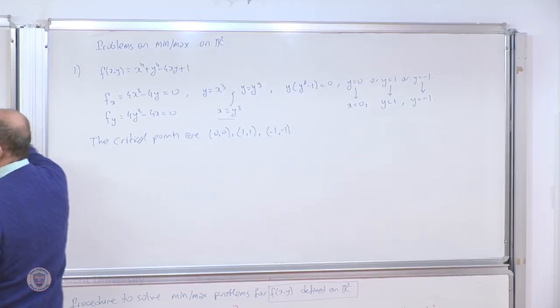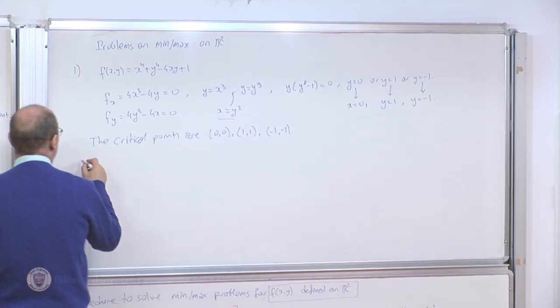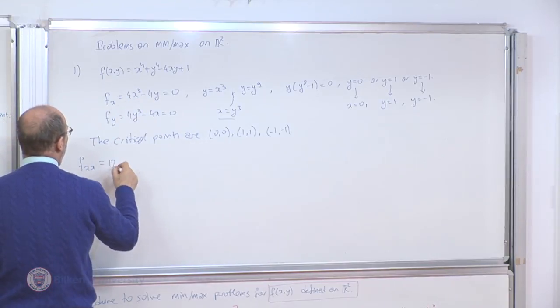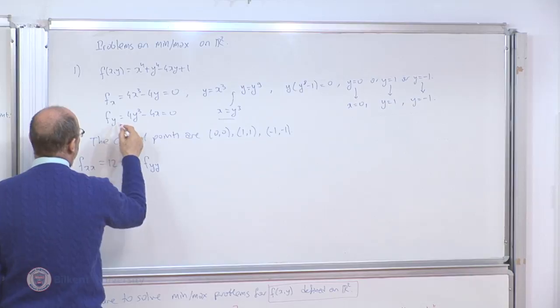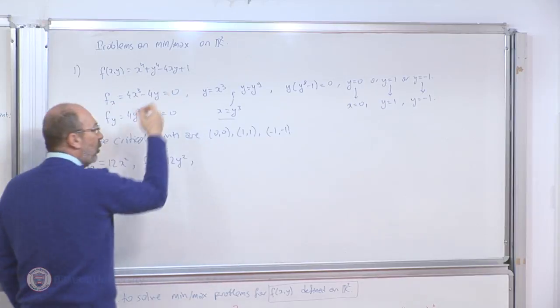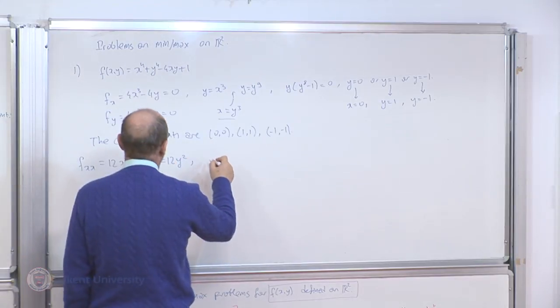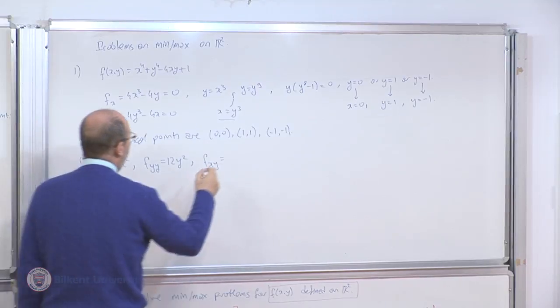Next, we want to apply the second derivative test, and the second derivative test tells me to calculate the discriminant. For the discriminant, I need these second derivatives. So next we calculate fxx. The derivative of this with respect to x is 12x squared. fyy, the derivative of this with respect to y, is 12y squared. Now fxy: since this is a polynomial, all partials are continuous, so mixed partials are the same. I can calculate any of them. fxy, let's say: the derivative of this with respect to y is minus 4.